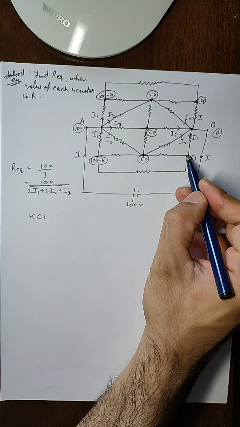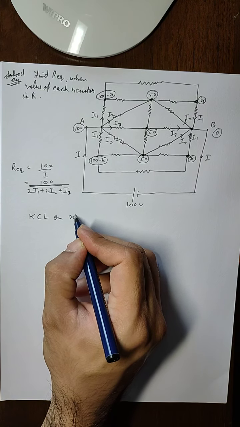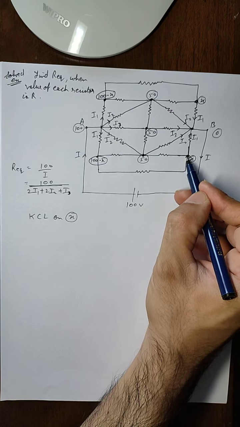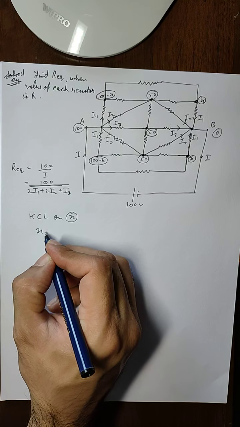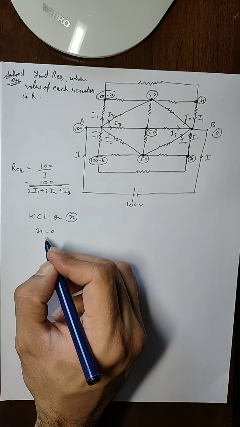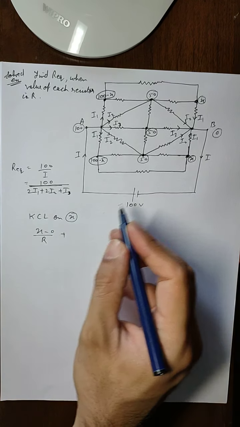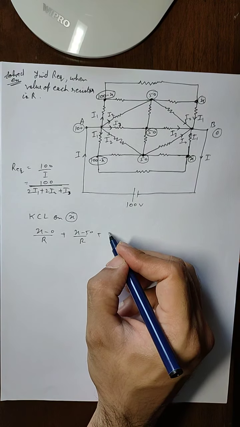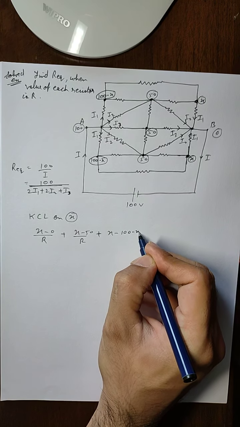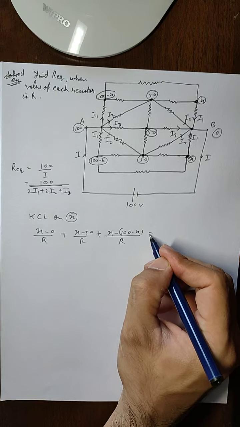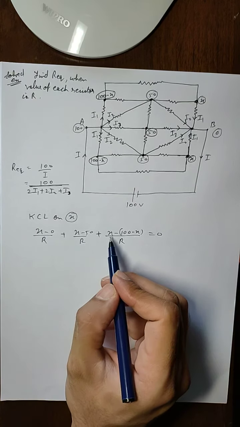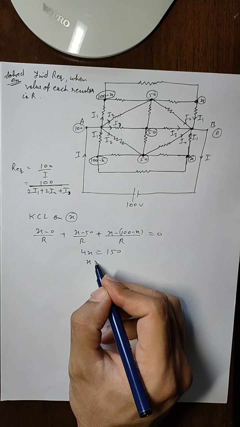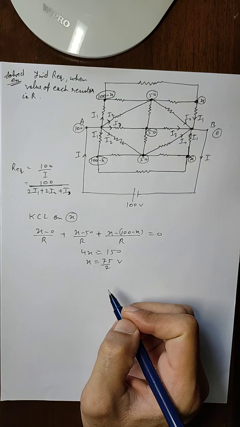Now let us say we are applying KCL on this point X, which has 3 branches going in 3 directions. So for this branch it will be X minus 0 upon R, plus for this branch it will be X minus 50 upon R, and for this branch it will be X minus of 100 minus X upon R, and this should be equal to 0. Now if we solve this, we will get 4X equal to 150, or X equals 75 by 2 volts.